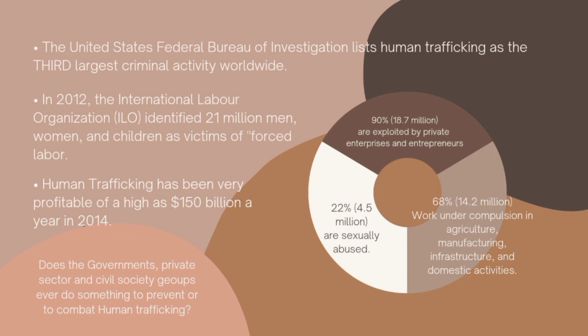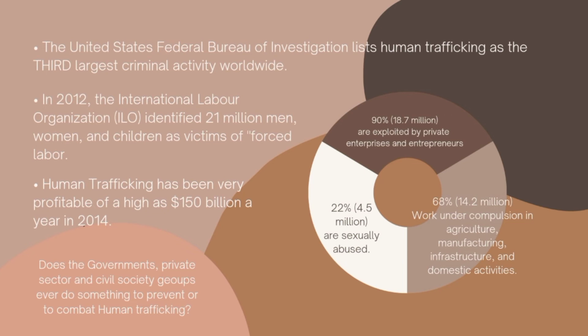As you can see, this census is only from 2012. I haven't really researched what the census is now in 2022 or last year 2021, but in 2012, 21 million were identified as victims of forced labor. Human trafficking has also been very profitable, as high as $150 billion a year in 2014. So as we can see, they earn a huge profit from human trafficking. So who benefits from this? They are the syndicates, smugglers, and corrupt state officials. According to the 2014 census, $150 billion was their profit from human trafficking. It's kind of sad for the victims of human trafficking, actually.